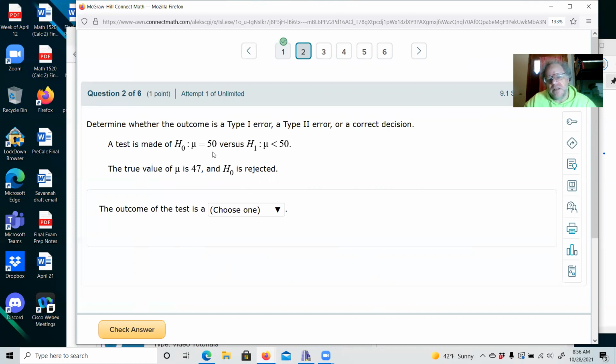Oh, there's no error. HA says it's less than 50. We came up with less than 50. We rejected this one, which means we're picking H1. So yeah, we're good. There's no error here. It's a great decision.